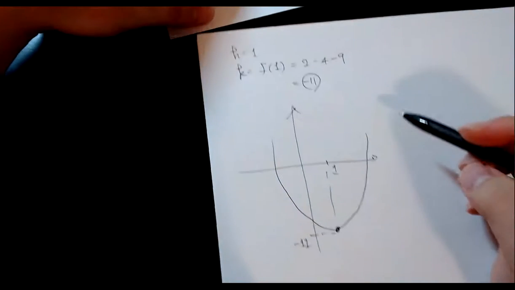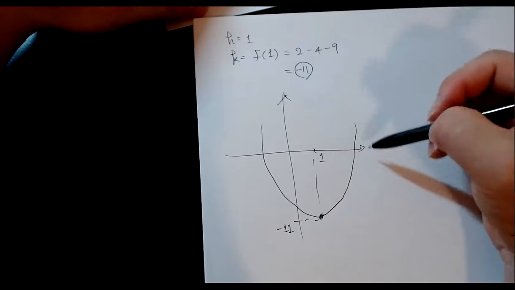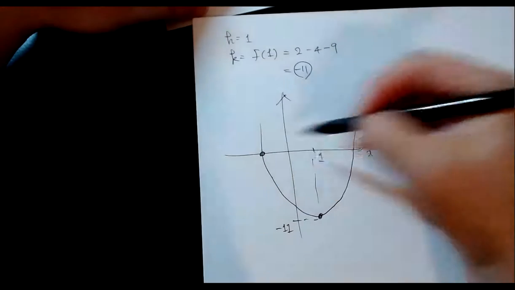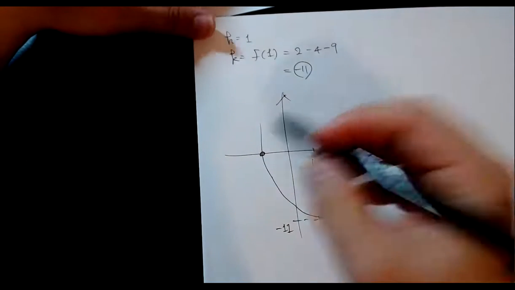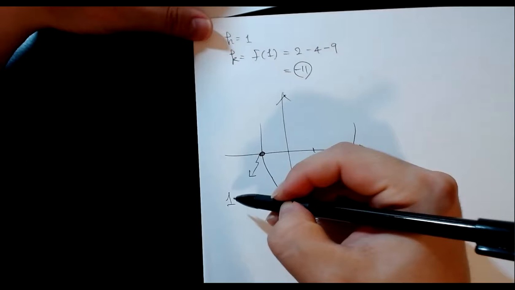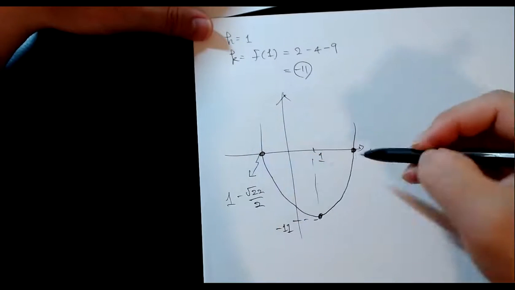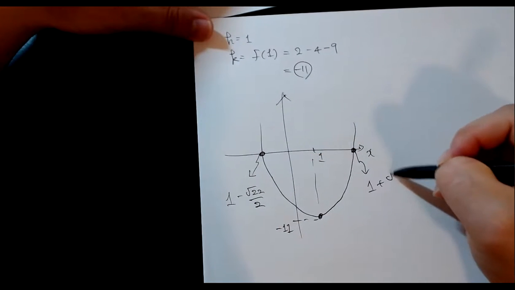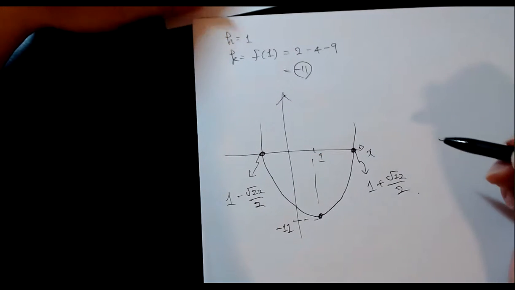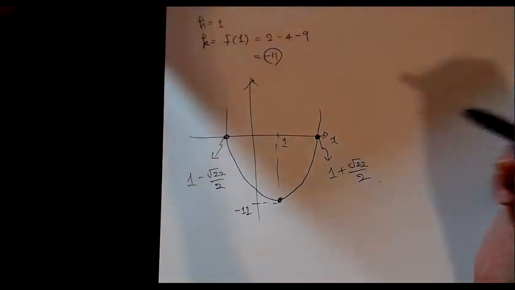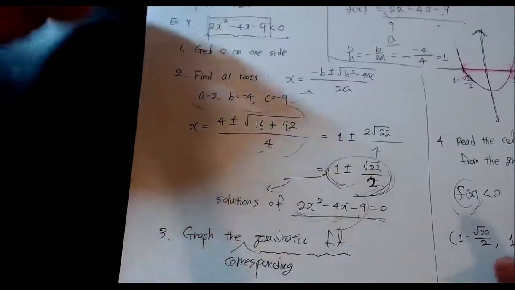As you can see, the parabola crosses the x-axis twice. It means this is 1 minus square root 22 over 2, and this is 1 plus square root 22 over 2. Okay. So anyway, keep in mind this step. Okay, step 1, get 0 on one side.